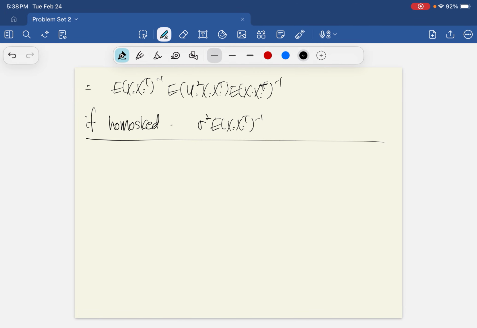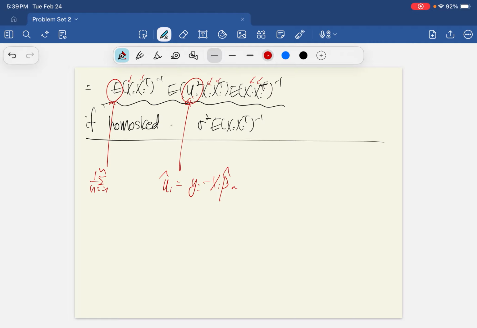Then how do we calculate this? The problem in calculating here is that all the x are observed, X has no problem, but what's not observed is u and the expectation. Expectation is the population mean, so we are going to replace expectation with the sample mean, and u will be replaced by yi minus xi transpose beta hat. If we knew the true beta, we could use it, but of course it's not available.